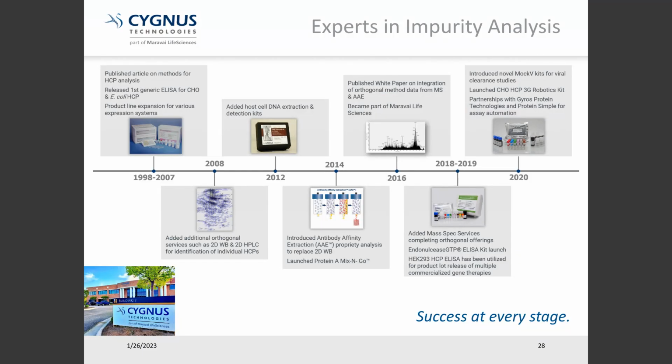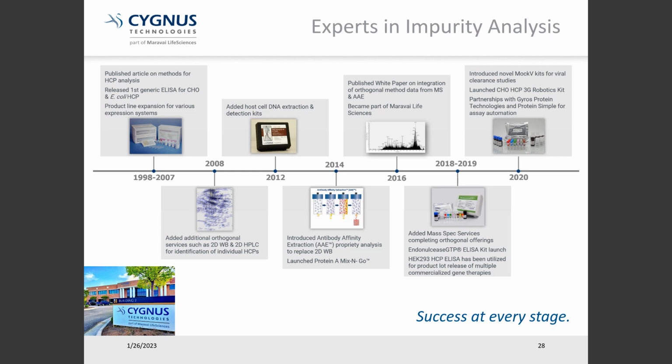So just a little bit about Cygnus Technologies. For those of you that are not familiar with us, we have been in process-related impurity testing since 1998, when we introduced our first CHO and E. coli host cell protein ELISA kit. We worked through most of the early 2000s developing our portfolio so that we could have generic kits available for most of the expression platforms used across the industry.